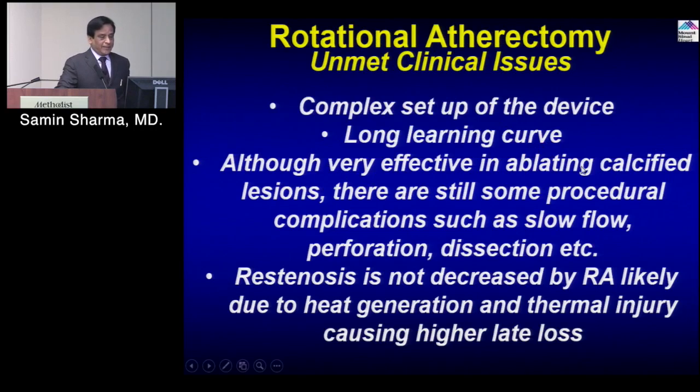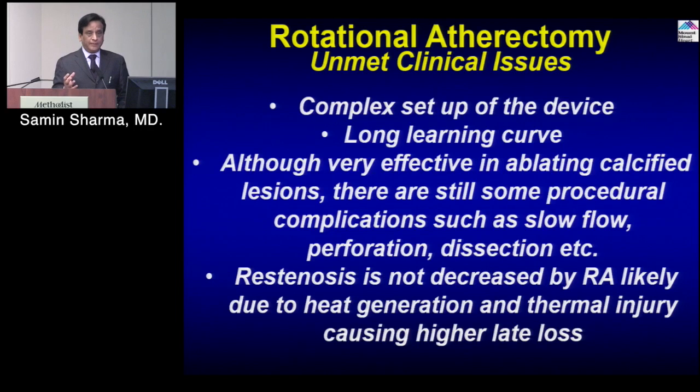Although very effective in ablating calcific lesions, there are still some procedural complications, as I mentioned: slow flow, perforation, dissection. And the key is that restenosis is not decreased by rotational atherectomy, likely due to heat generation and thermal injury causing higher late loss. So can you change that?